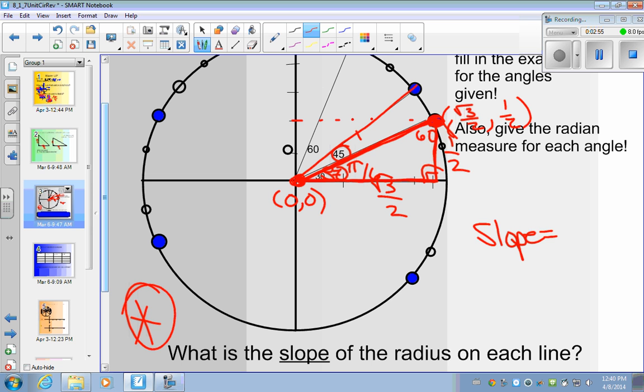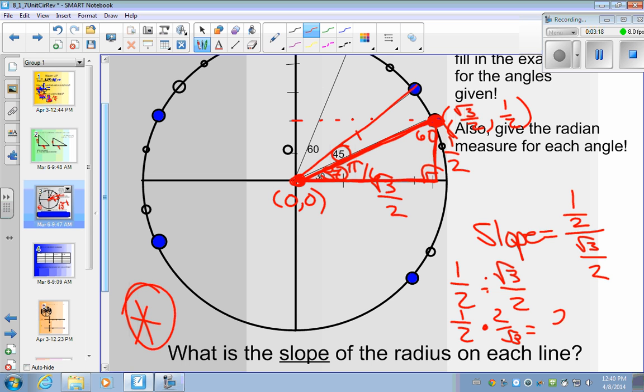Yes, Michael? 1/2 over square root of 3 over 2. Perfect. 1/2 divided by square root of 3 over 2. Anybody remember the rule about division when you have fractions? Good. Flip the second one. 1/2 times 2 over square root of 3. 1 times 2 is 2. 2 times square root of 3. 2's cancel. 1 over the square root of 3.